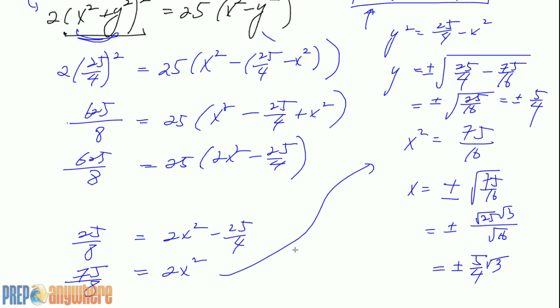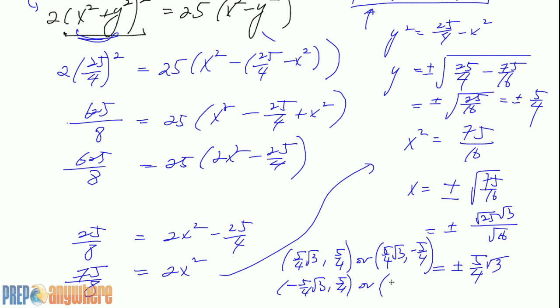So x can be this, and you get two options for y, 5 over 4 or minus 5 over 4. But also x can be the minus version of that. Again, y is 5 over 4 or minus 5 over 4. So there's 1, 2, 3, 4, and of course the origin that we found earlier.